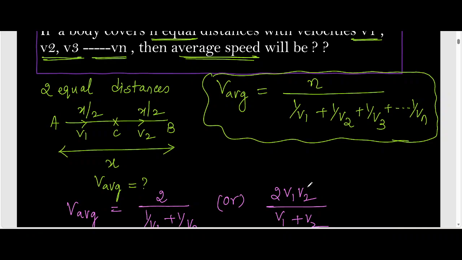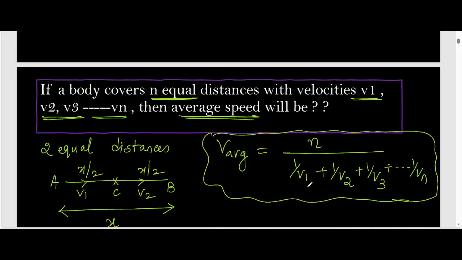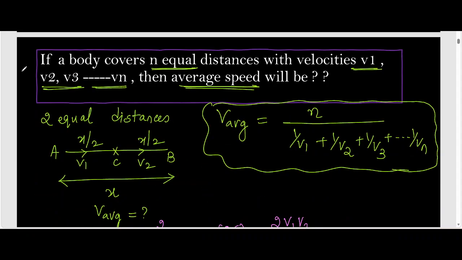This is important because there are many previous year questions just based on this one formula. V average is n equal distances by 1 by V1, 1 by V2, I mean the sum of the reciprocals of their speeds. So remember, this is important. Many previous year questions are based on this formula.